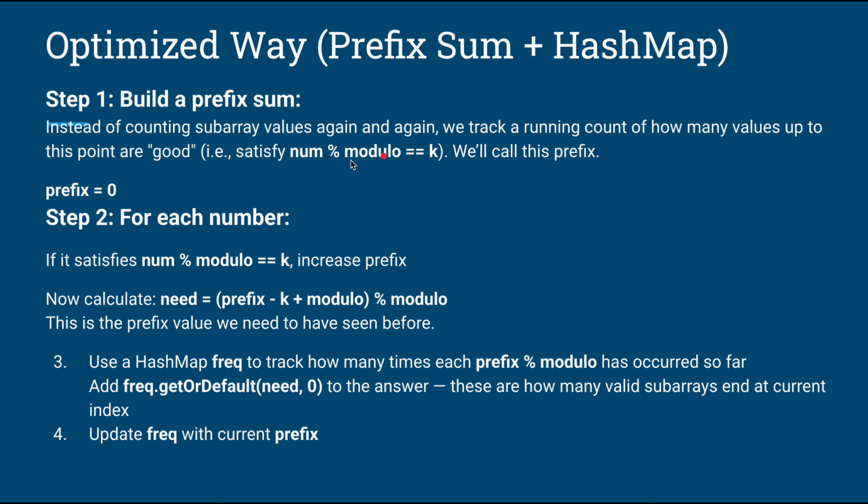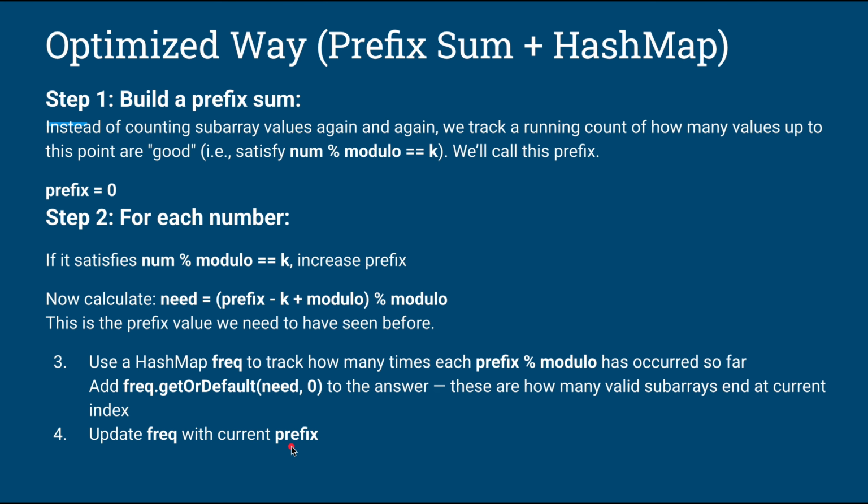So for each number, it satisfies nums modulo k, and that increases the prefix. Now we will calculate need as prefix minus k plus modulo, then modulo again. This is the prefix value we need to have seen before. So we will use a Hashmap frequency to track how many times the prefix sum modulus has occurred so far, and we will add prefix sum get with default value 0 to the answer. These are how many valid subarrays end at the current index, and so we will update the frequency with the current prefix.